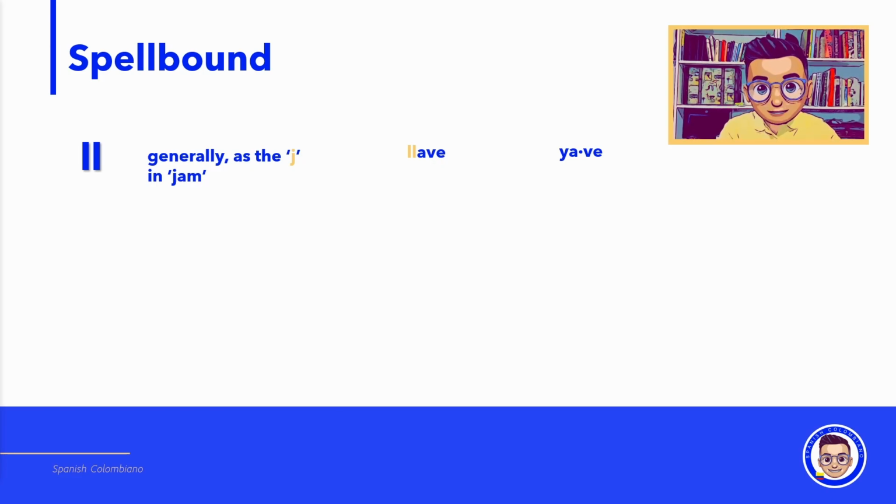The next one is the letter ñ. It is that letter that has a line on top, like an N with a line on top. You pronounce this letter like the sound in the word "canyon." An example in Spanish is the word niño, which means boy.